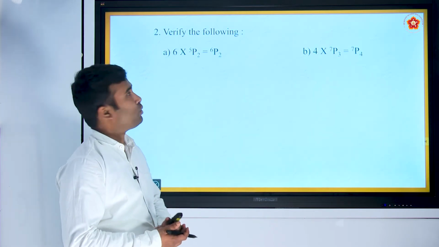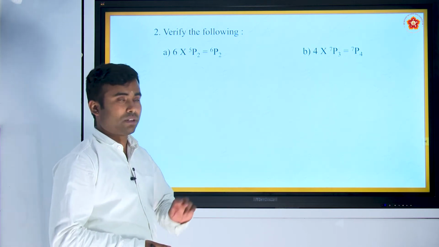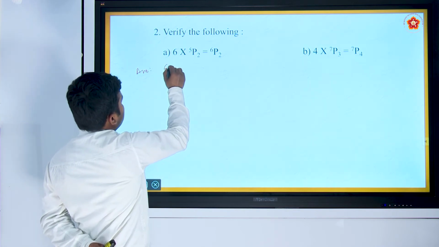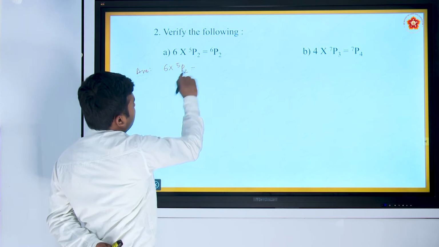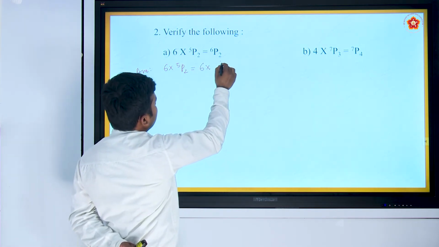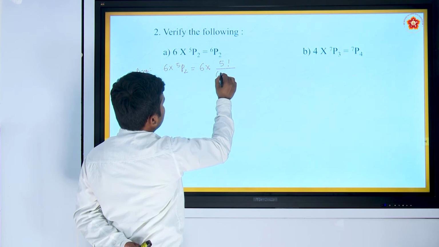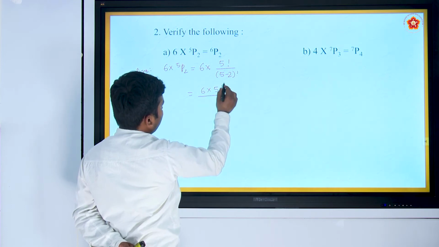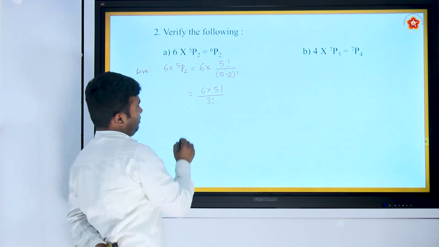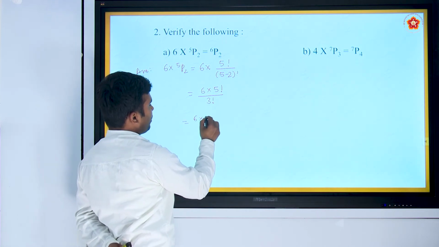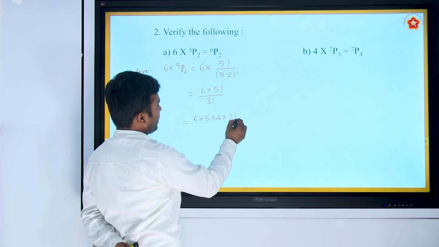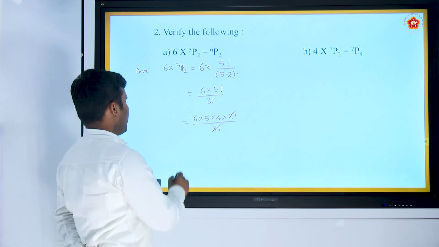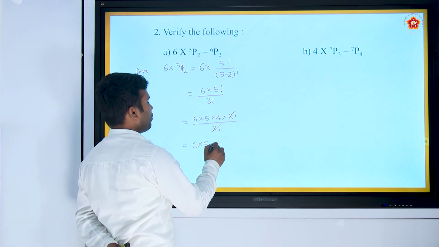Verify the following. Let us verify whether LHS is equal to RHS or not. Let us take the first one. 6 into 5P2 is equal to 6 into 5 factorial divided by (5 minus 2) factorial. This is equal to 6 into 5 factorial divided by 3 factorial, which is 6 into 5 into 4 into 3 factorial divided by 3 factorial. The 3 factorial cancels, and I am left with 6 into 5 into 4.